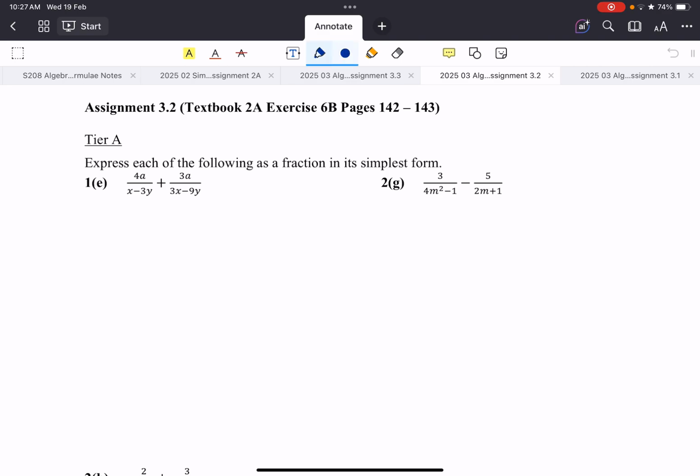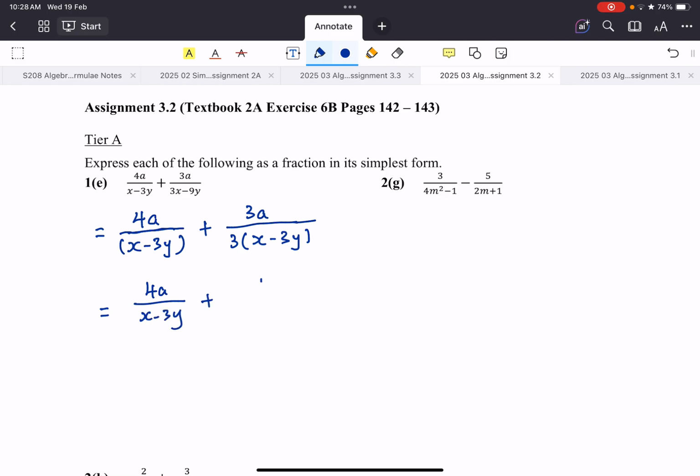The first case, we have 4a over x minus 3y, and then we have 3a over 3x minus 9y. We can make the denominator common. We have 4a over (x minus 3y). I like to put that in brackets, it gives me some clarity. Here we have 3a over 3(x minus 3y). It simplifies into 4a over x minus 3y plus a over x minus 3y. The denominator is common, so we end up with 5a over x minus 3y.